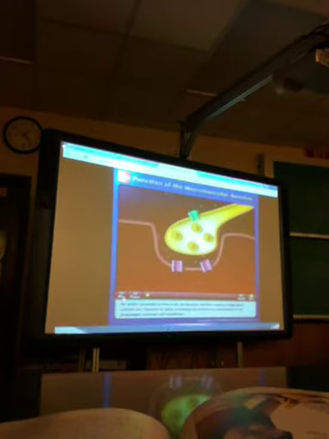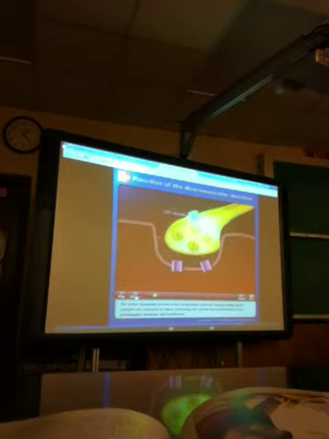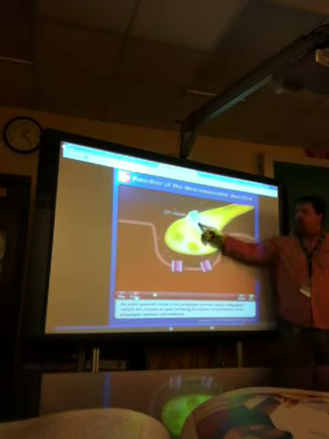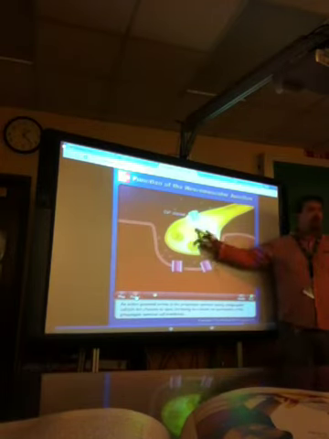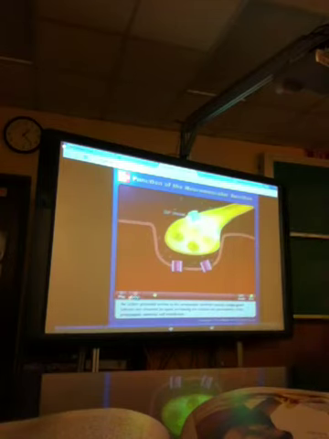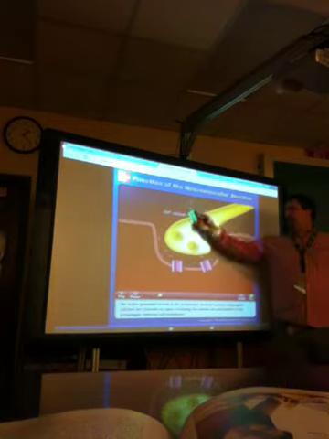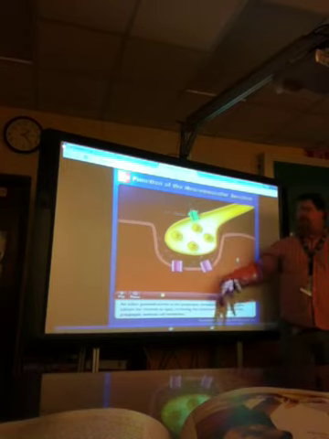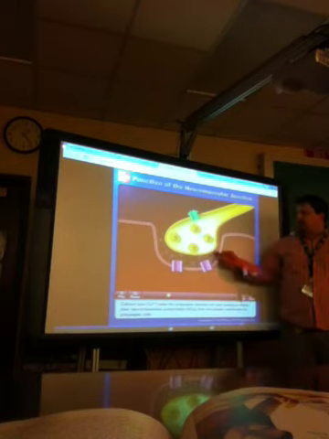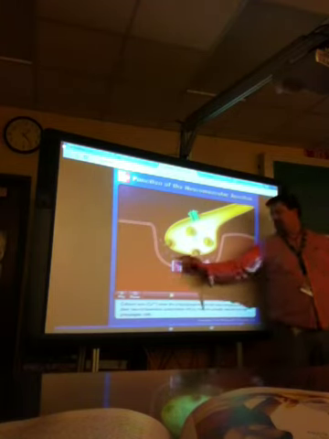Let's see if you got it. An action potential arrives at the presynaptic terminal, causing voltage-gated calcium ion channels to open. So the action potential comes down, opens up these voltage-gated calcium channels. What does calcium do? It attaches to vesicles. What's inside the vesicle? ACH. Where does the ACH go? Into the cleft. It diffuses across the cleft and attaches to the receptors.